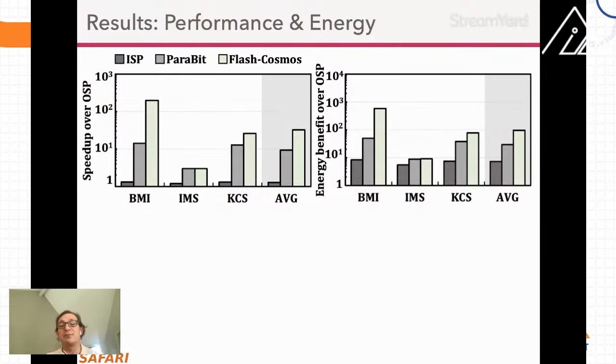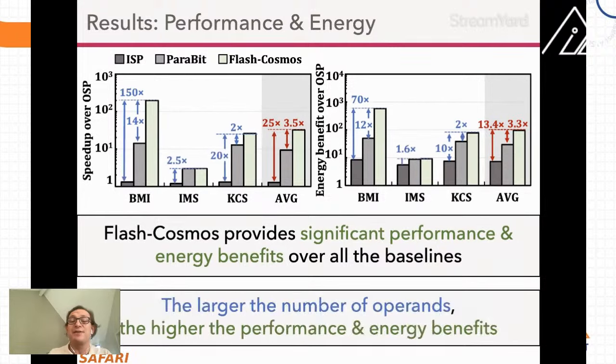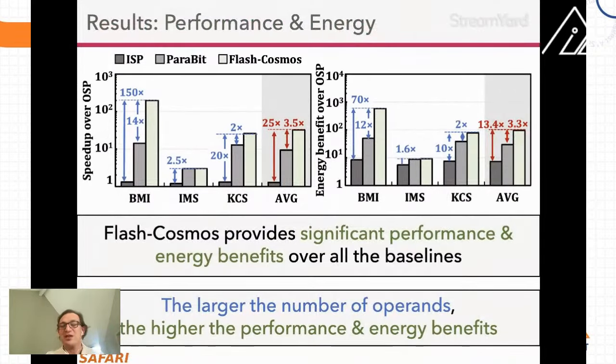Now, we simulate to actually get application level improvements. And as I said, you get significant performance improvements, energy efficiency improvements on k-means clustering, for example, or image segmentation, etc. And the larger the number of operands you have, the larger the data that you're operating on, the higher the performance and energy benefits. Okay, so that was Flash. This is good. You can do this in DRAM and Flash.